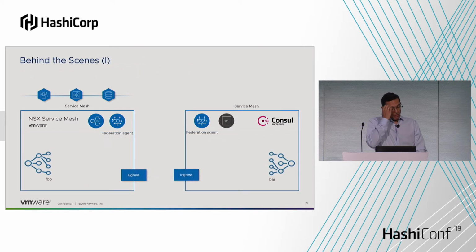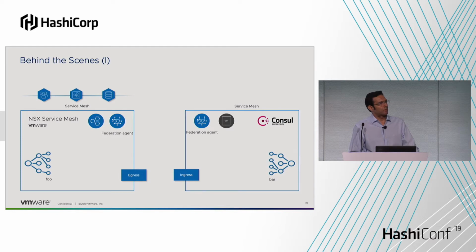So the way this works, again, zooming in. On the left, we have NSX service mesh. On the right, we have Consul Connect. We have a federation agent, which is deployed in each of the meshes. The federation agent is implementation neutral. So the federation agent is one of the parts we are going to be releasing in the open source. And it is basically running the mesh-to-mesh control protocol.